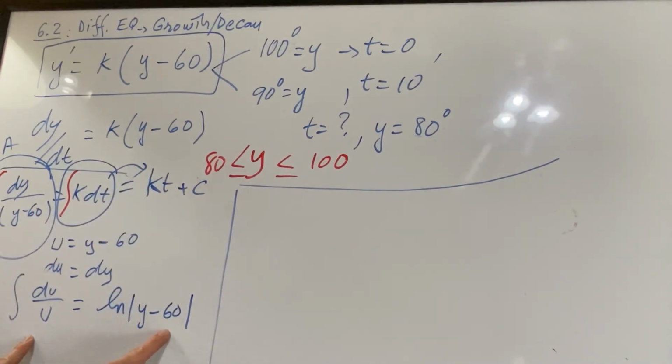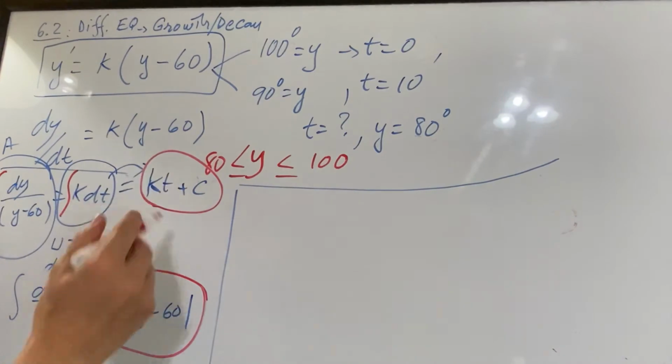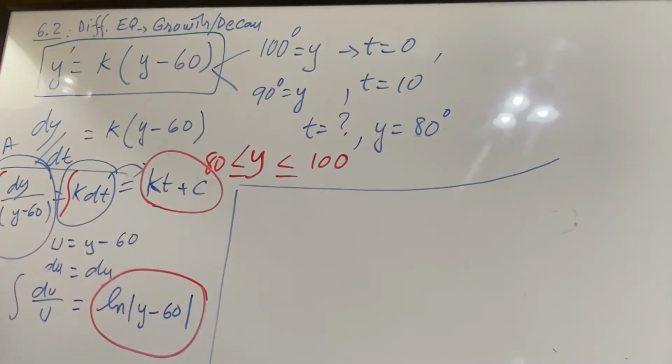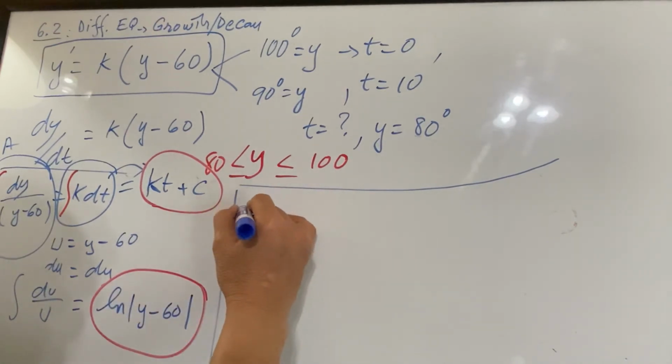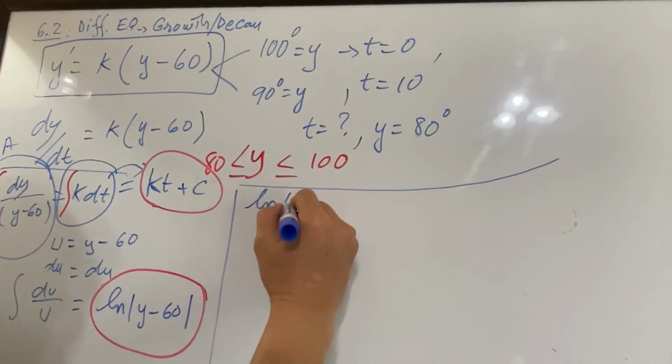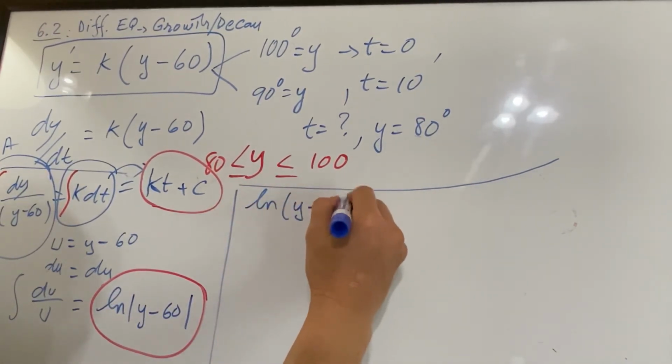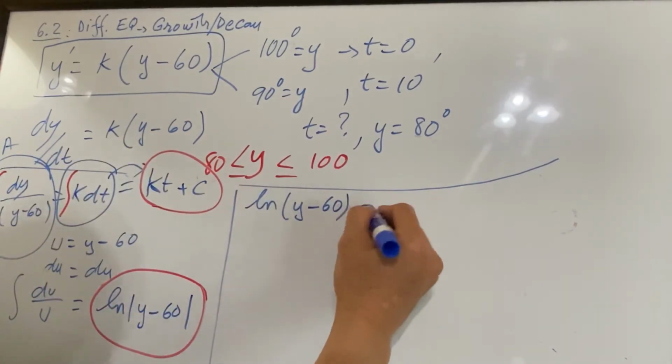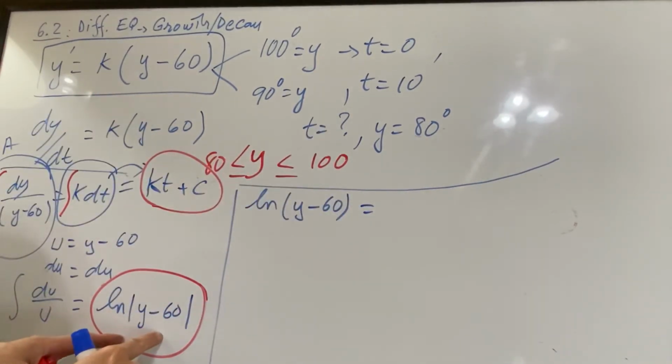So there we go. The left-hand side, this is what you have, okay? This is your left-hand side, and this is your right-hand side. And they both equal each other. And you are solving for t. So here we go. Left-hand side is ln of (y minus 60), in parentheses or absolute value, just understand that y cannot be less than 60, okay? So this equals what?